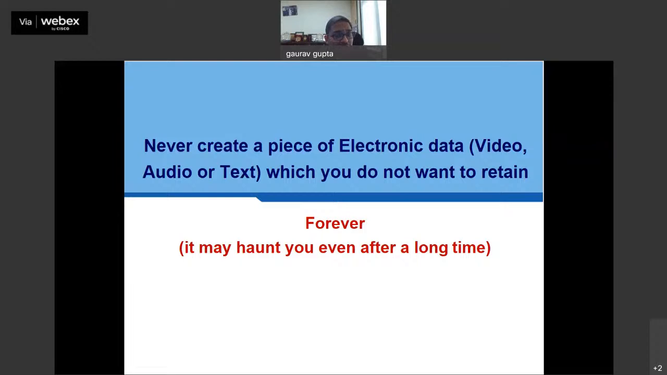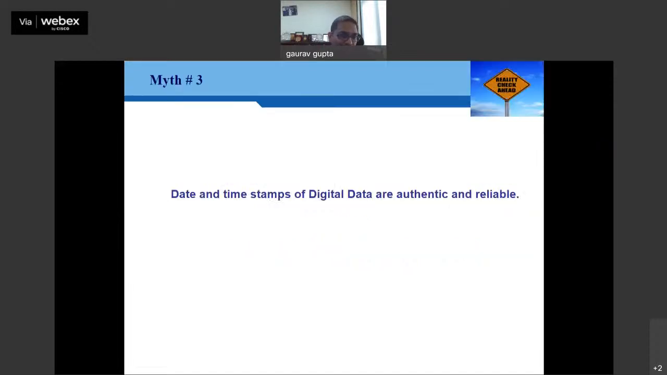So that is a piece of advice. Never create a piece of electronic data, video, audio, or text, which you do not want to retain forever. Today you may have a photograph, which is not objectionable, that you want to share with your loved ones or a friend or family, but somebody can get it back. Somebody can extract it and misuse it, and you will be in trouble. So do not create anything of that sort.